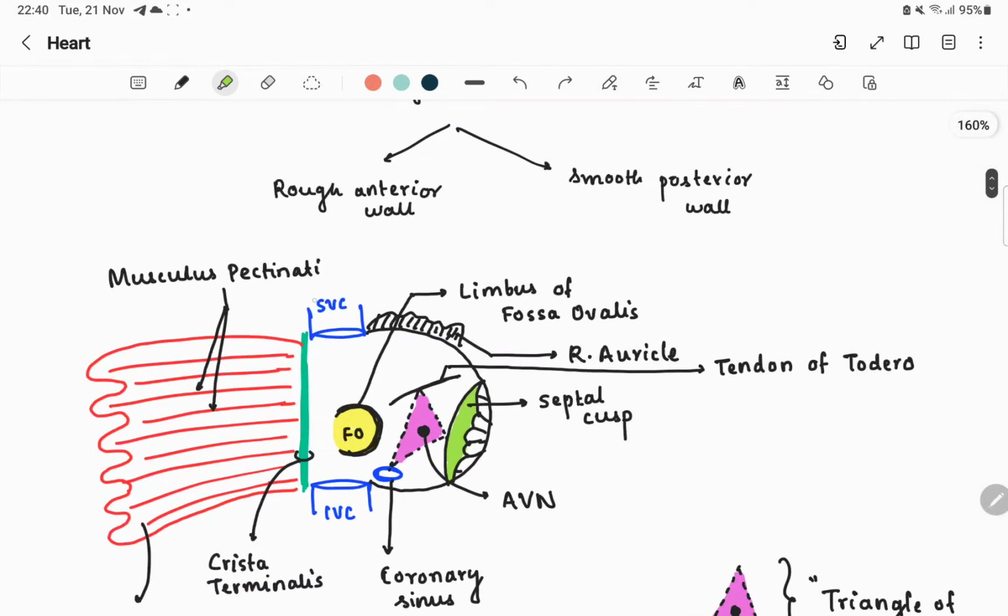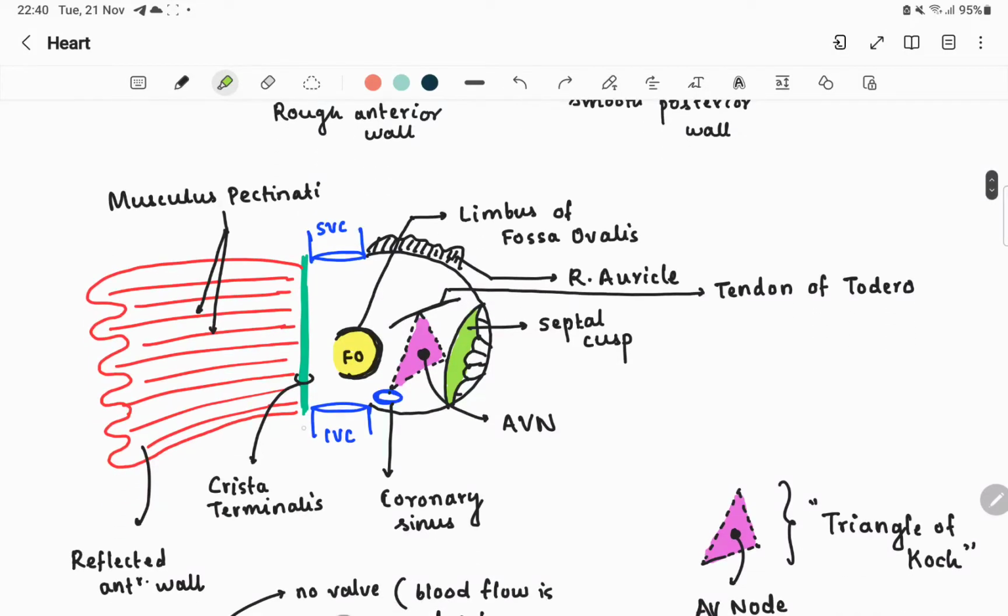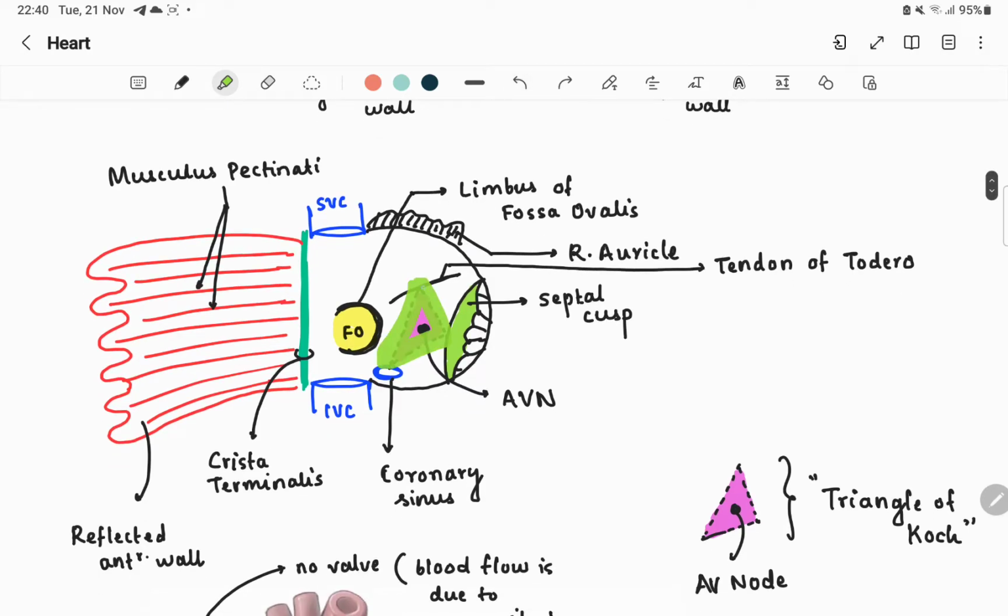So if we see the right atrium, we will observe the presence of your superior vena cava opening and the inferior vena cava that is opening here, and then we'll have our AV node. AV node is present in this part, and there is a triangle here, which is the pink triangle, called the triangle of Koch. We'll discuss that, which contains your AV node.